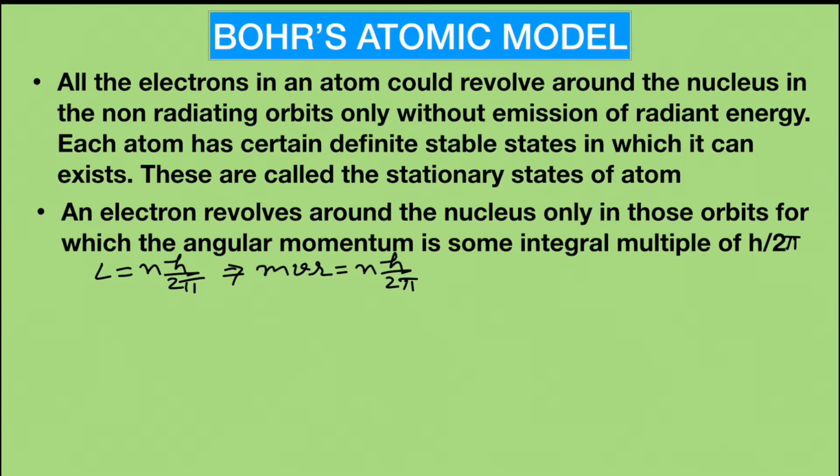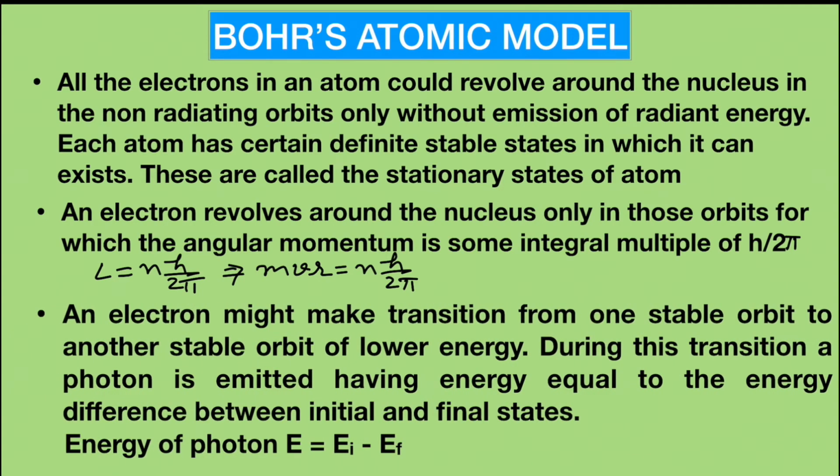Then the third postulate is also very important, and that tells us about the emission of radiation. So let's see what was covered by Bohr in the third postulate. In the third postulate, he explained that if an electron makes transition from higher energy level to lower energy level, then it always emits radiation in the form of photon. And energy of photon emitted is equal to the energy difference between initial and final states.